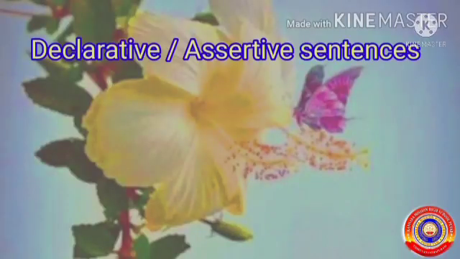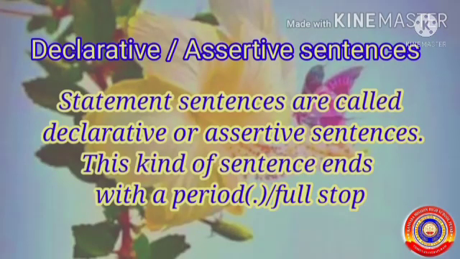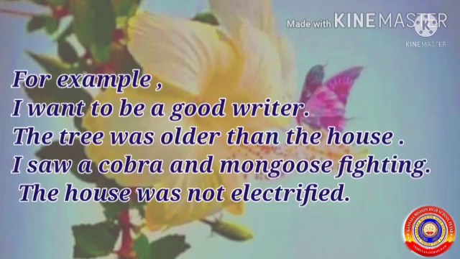The first one is declarative or assertive sentences. Statement sentences are called declarative or assertive sentences. This kind of sentence ends with a period or full stop. For example, I want to be a good writer. The tree was older than the house. I saw a cobra and mongoose fighting. The house was not electrified. So these are declarative sentences.